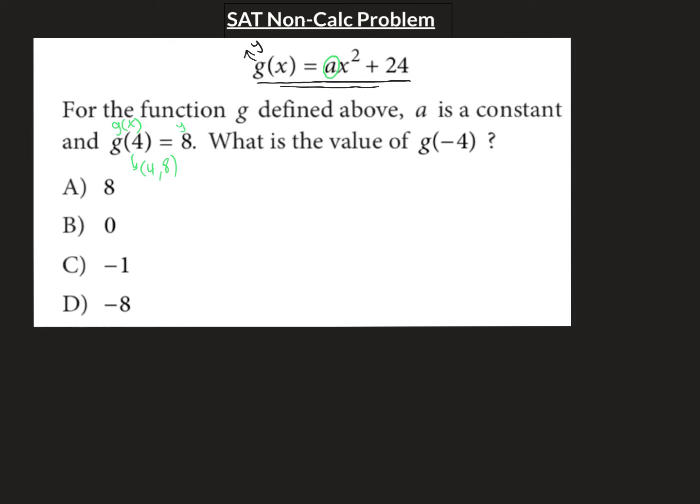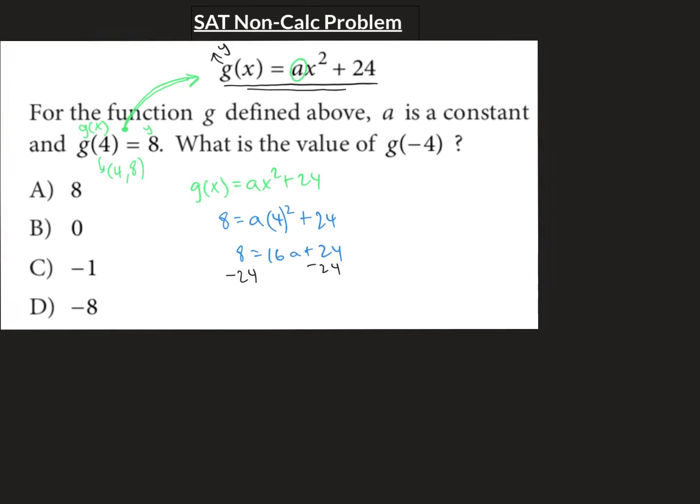So now what we can do is take this knowledge, the fact that we know this, and then plug it in. So we get g of x, we'll plug it into ax squared plus 24, and then we plug in what we know so far, that x is 4 and y is 8. So we get 8 is equal to a times 4 squared plus 24. And this goes out to 8 equals 16a plus 24. You subtract both sides by 24.